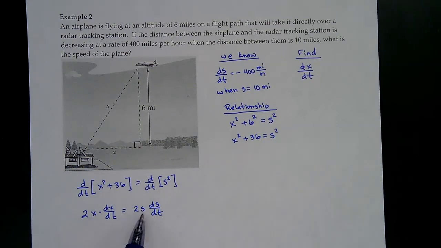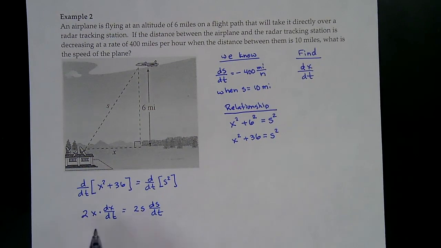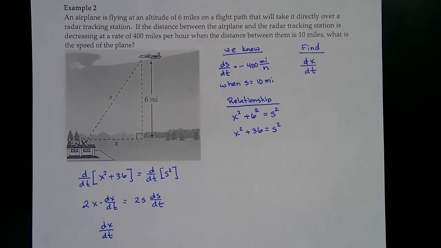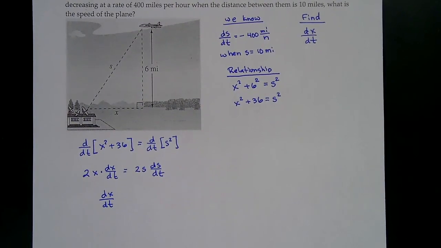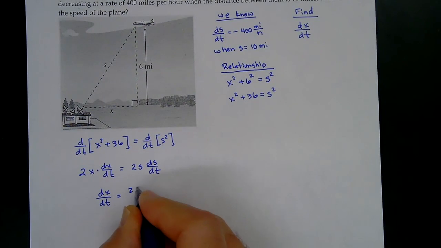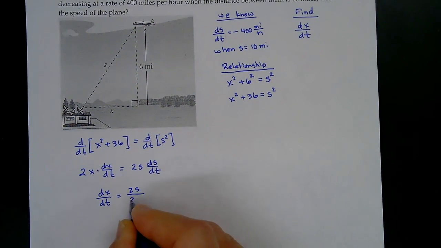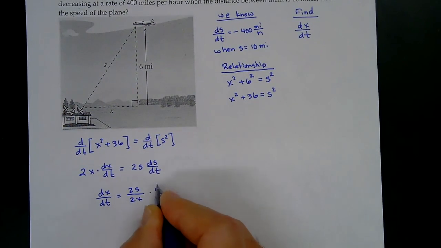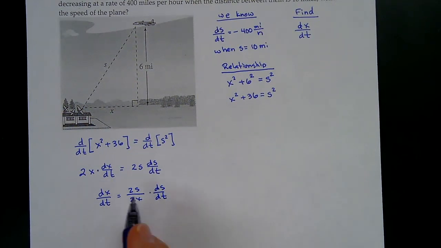And so we're trying to find dx over dt. So I'm going to divide both sides, or multiply by 1 over 2x. And so we wind up with dx over dt. And I realize I need to scoot my paper up just a little bit here. dx over dt is equal to 2s over 2x times ds over dt. And here my 2's cancel.